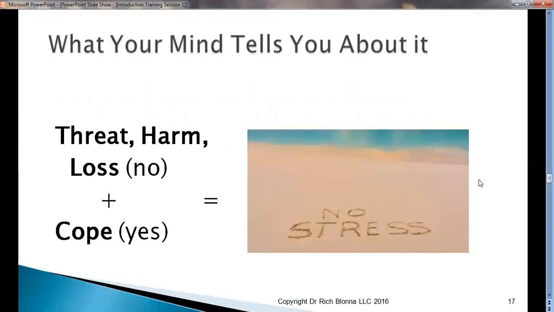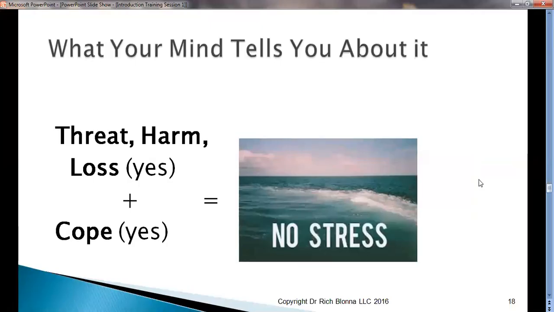So again, you get a letter from your insurance company that says we have raised rates by 20%. And you look at it, and if you're in a position where you kind of saw it coming down the pike and you've got money put in your savings account already to anticipate that, it's really not threatening, and it really didn't involve any harm or loss. And you tell yourself, yes, I can cope with that. So if there's no threat, harm, or loss, and you say, yes, I can cope with it, there's no stress. It just comes and goes. It's like any one of 1,000 things that enter your consciousness in any day that don't turn out to be stressful.